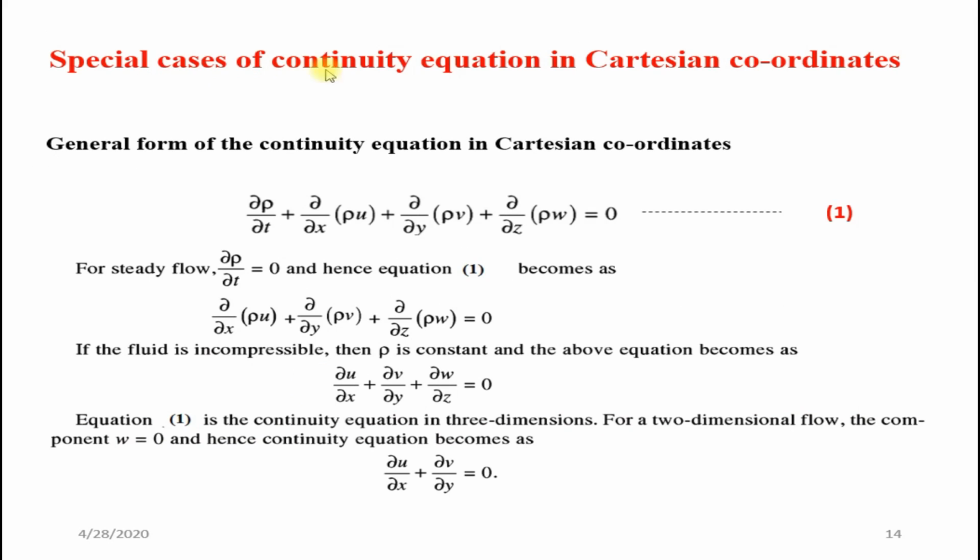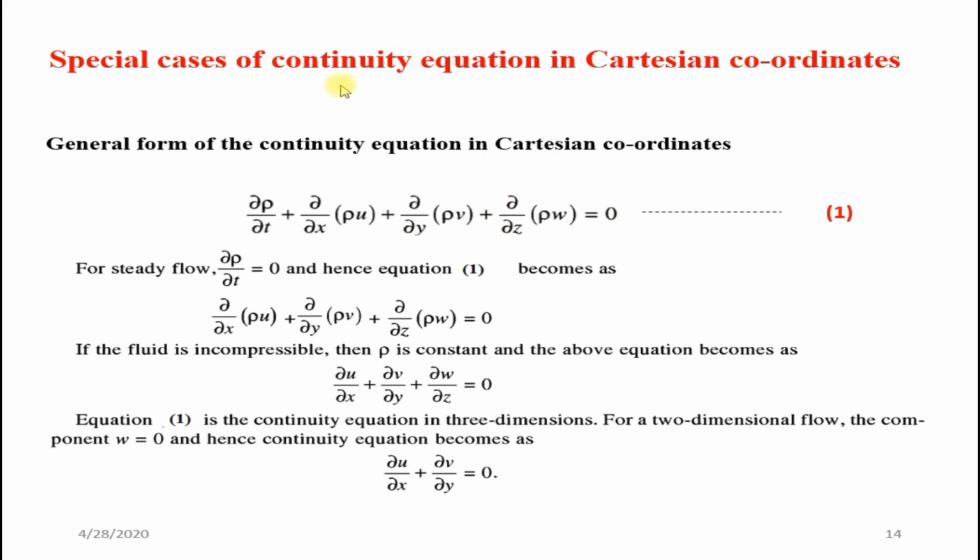We can apply this continuity equation for steady flow, for incompressible flow, as well as for one-dimensional and two-dimensional flows. For that we need the general form of the continuity equation first. The general form of the continuity equation in Cartesian coordinates is given by ∂ρ/∂t plus ∂/∂x of (ρu) plus ∂/∂y of (ρv) plus ∂/∂z of (ρw) equal to 0. This is the general form.